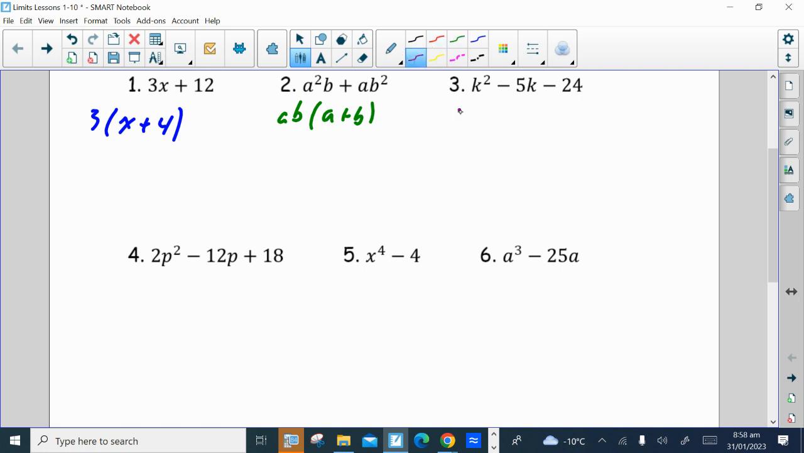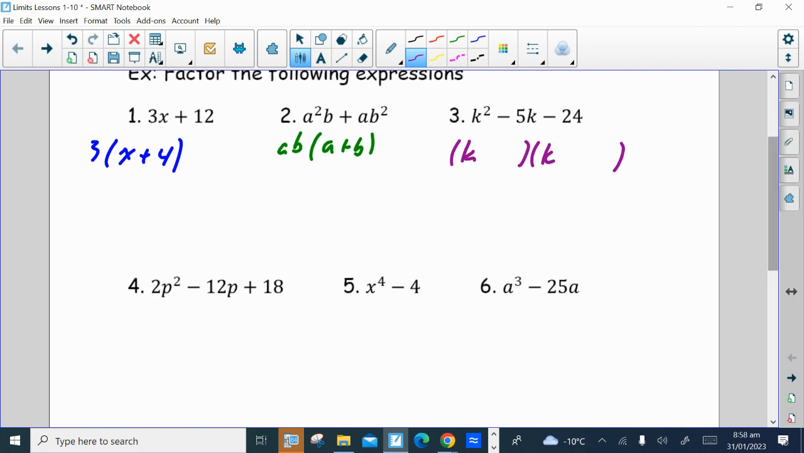This third one is a trinomial. Trinomials are factored a little bit different. The front terms of each binomial have to multiply to get k squared. So that would make our first term in each binomial k. And then we're looking for two numbers that multiply to get negative 24, add to get negative 5. It would be negative 8 and positive 3. Doesn't matter what order those are in. You could have the positive 3 first and negative 8 second.